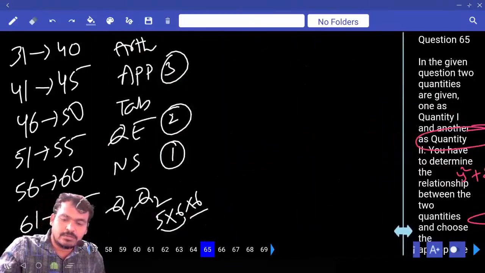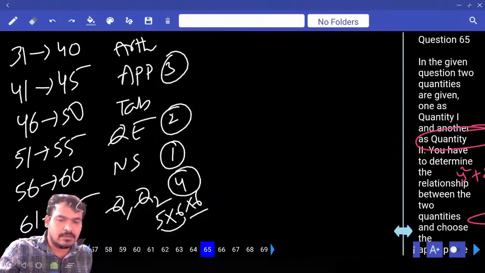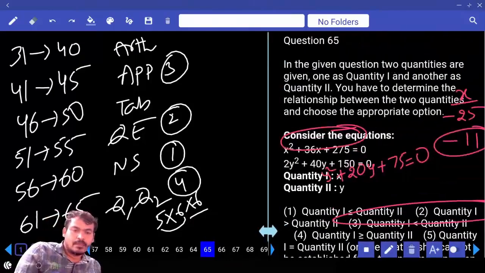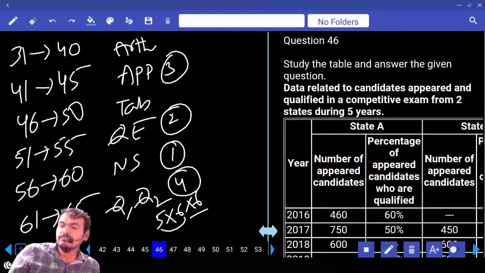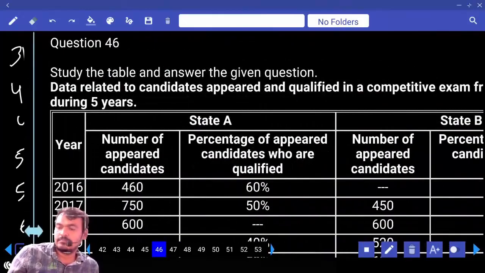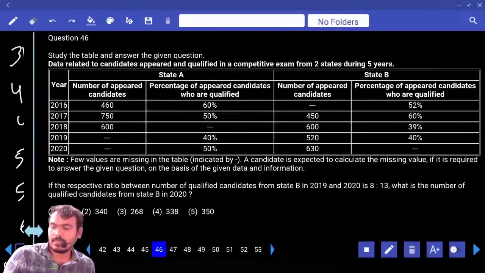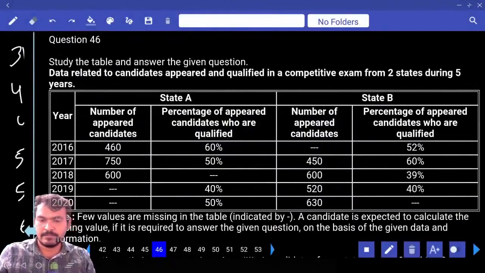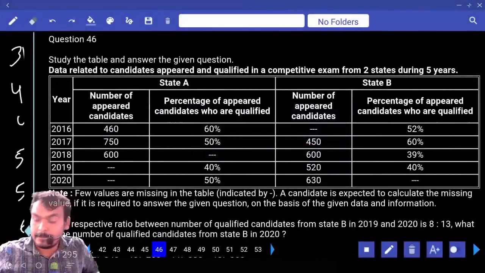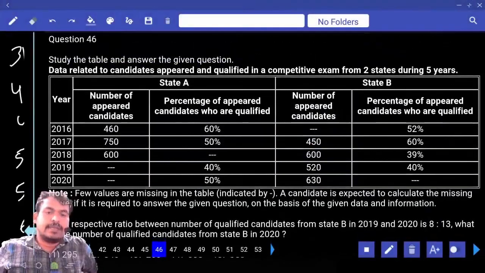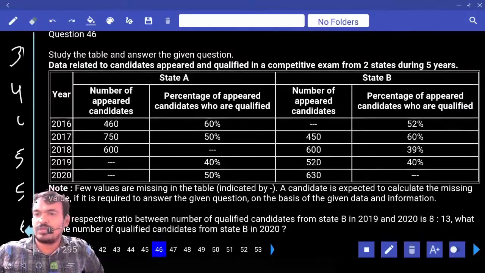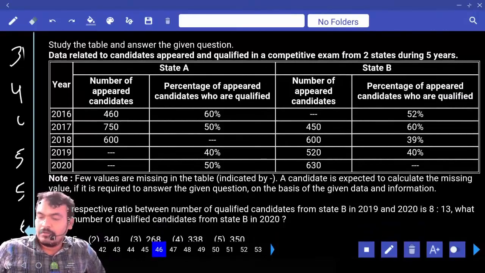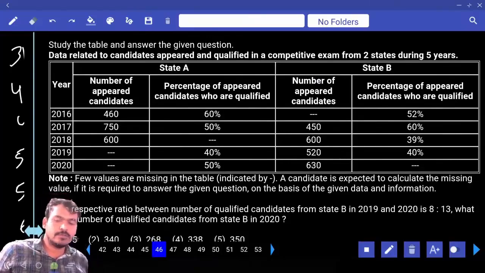Comparison of quantities is also complete. Next, table. Question number 46 to 50. Data related to candidates appeared and qualified in a competitive exam from 2 states during how many years? 5 years. Okay.